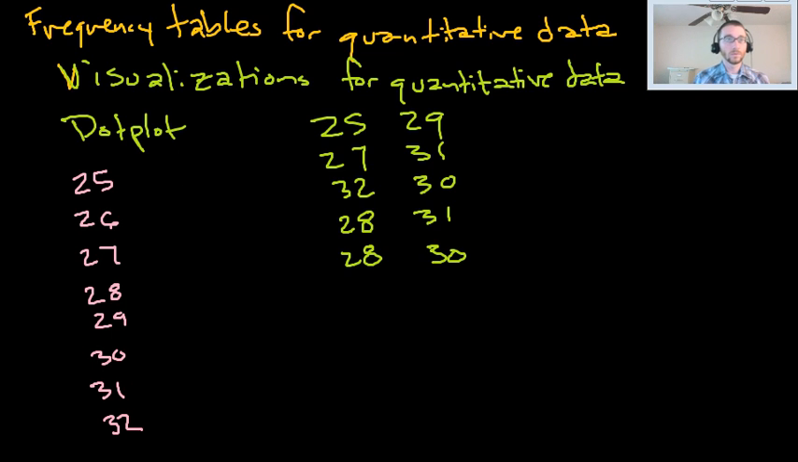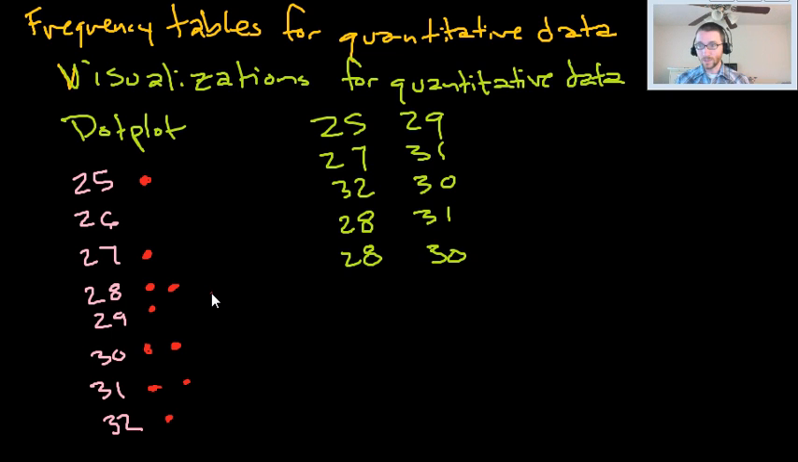Now you go through the data, and whenever you see a number, you make a dot next to it. 25, dot. 27, dot. 32, dot. 28, dot. 28, dot. 29, dot. 31, 31, 30, 30. So that's a dot plot. With only 10 numbers, it doesn't do much for you. You add more numbers, you get more dots, but it turns into a little bit of a bar chart.